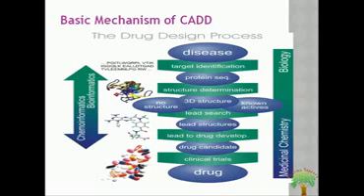The basic mechanism of the computer aided drug design process is here. We can observe the various steps involved. The first and foremost step is to identify the disease, the causative disease for the person, and the target, what is responsible for causing the disease. After identification of the particular target, the protein sequence responsible for the target active site is identified.